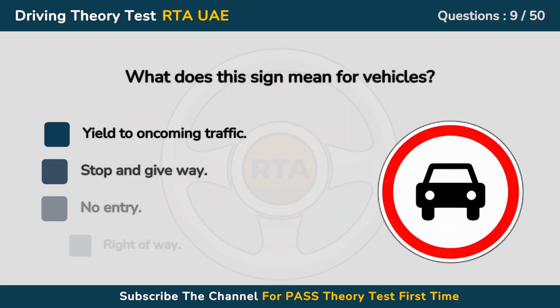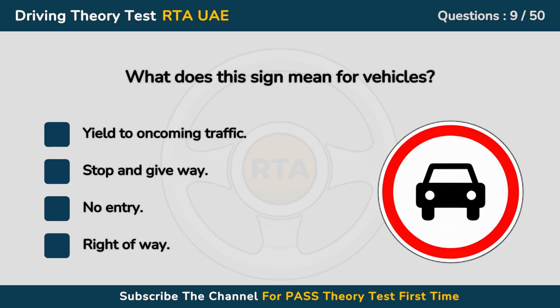Question 9. What does this sign mean for vehicles? A. Yield to oncoming traffic. B. Stop and give way. C. No entry. D. Right of way.